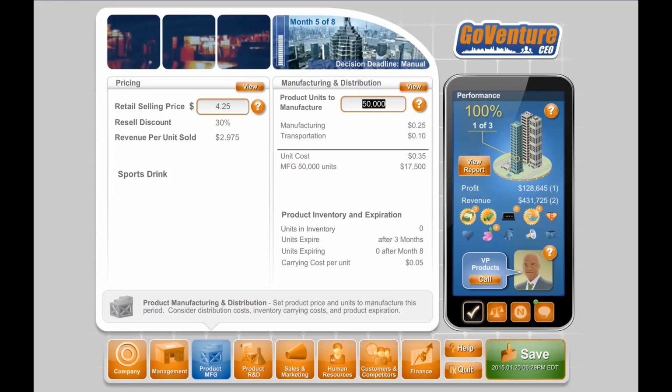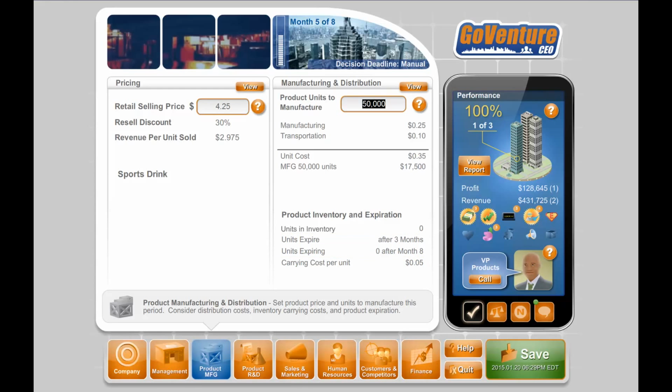When choosing how many products to manufacture, be careful not to manufacture too many units, or too few. If you manufacture more units than you sell, then you will tie up your budget and may incur an inventory carrying cost. This represents the cost of depreciation and inventory storage. Depending on the type of product you are selling, you might also risk having the product expire or spoil if it remains unsold after a certain period of time.